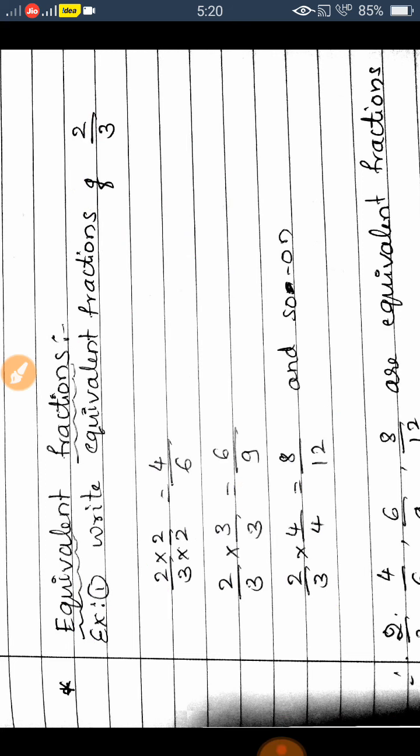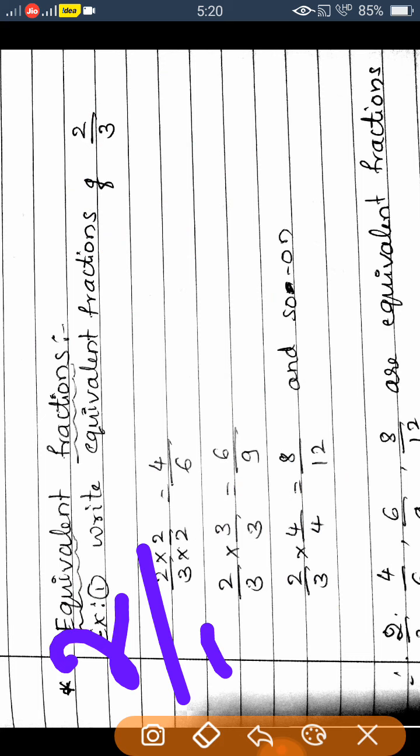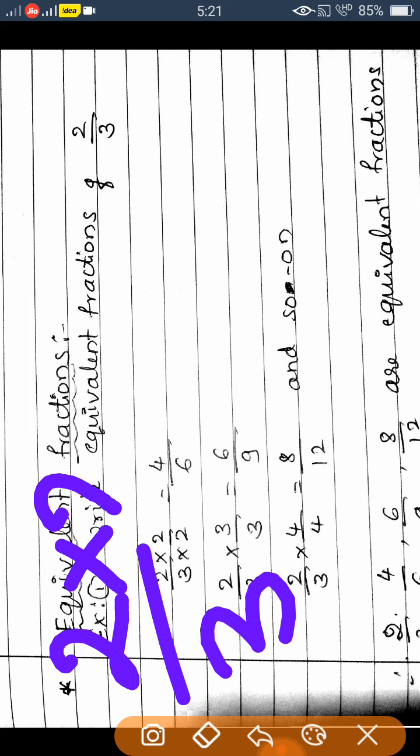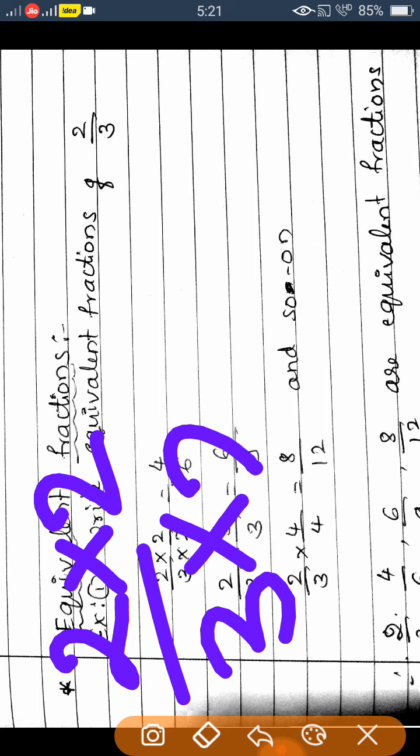So here 2 by 3 is the question. Here we should not add, but we should multiply, because it is in the division process. If it is 2 by 3, I want to multiply 2 to the numerator, then you must and should multiply the denominator by 2 itself, not by 3. By the same number you have to multiply numerator and denominator.